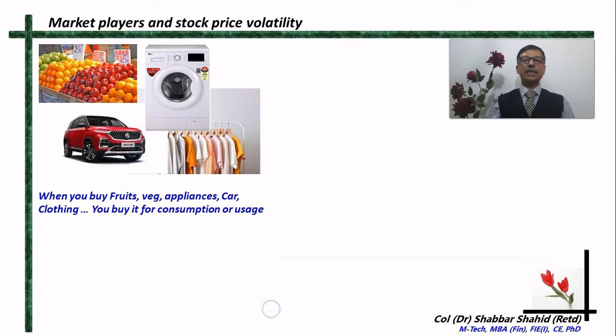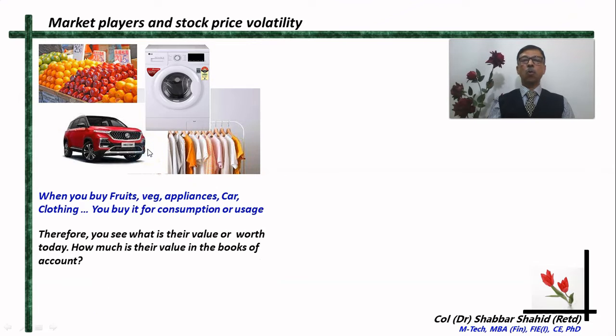Alright? Now consider this. When you go to the market and you buy fruits and vegetables, or maybe a washing machine or a dishwasher, or maybe a car for your personal use, or maybe clothing, you buy these things for your consumption or for your usage. You want to use or consume these things. So you will look at their value or their worth, what it is today. You don't want to see how much they will be worth tomorrow, but how much their value is today. That is what you are interested in looking at.